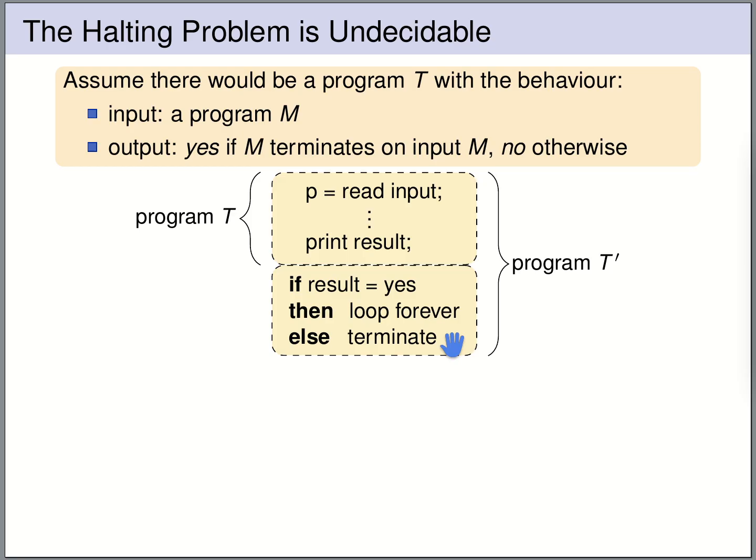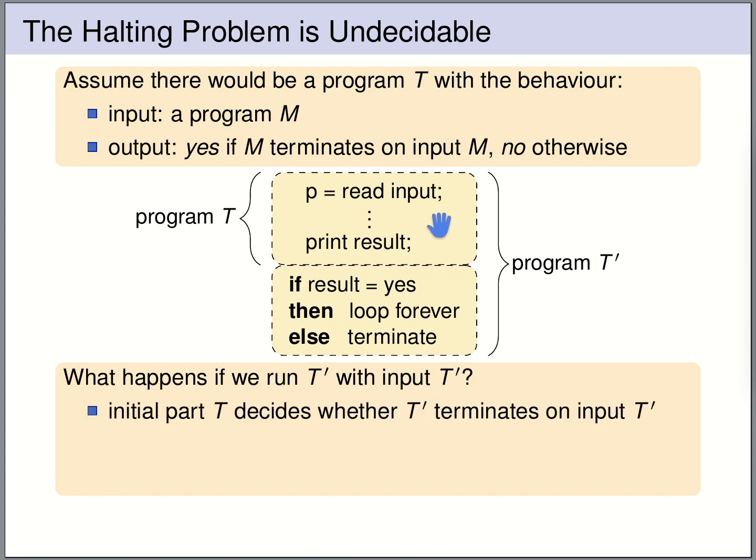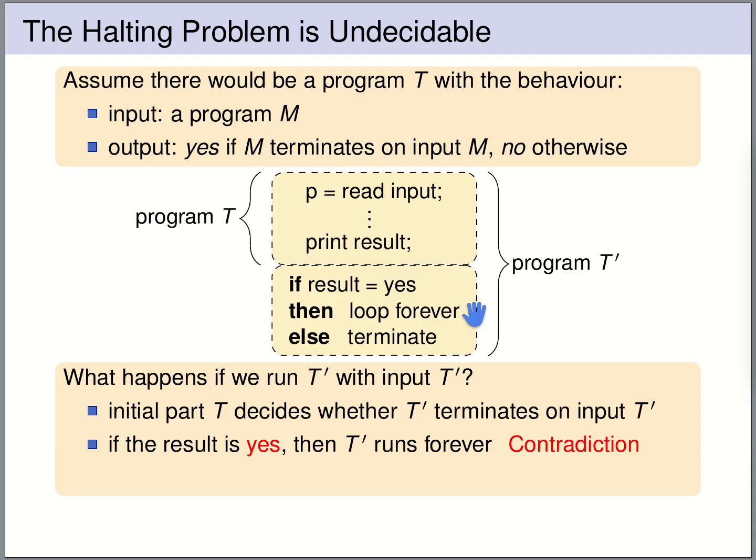Now what's going to happen if we run the program T prime on T prime itself? So we run T prime on input T prime. Now this first part, the program T, it's still the first part of T prime, this will decide whether T prime terminates on T prime. And if the answer is yes, T prime terminates on T prime, then T prime will actually loop forever. So if the answer is yes, then T prime loops forever. This is a contradiction.